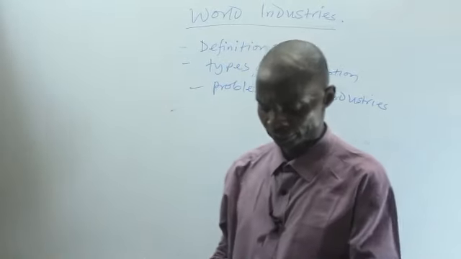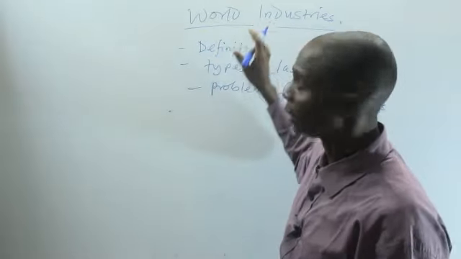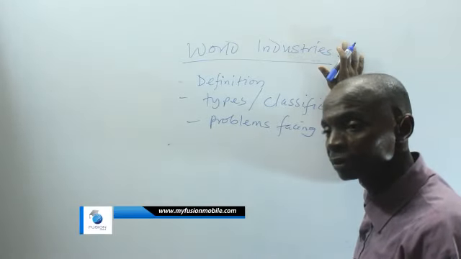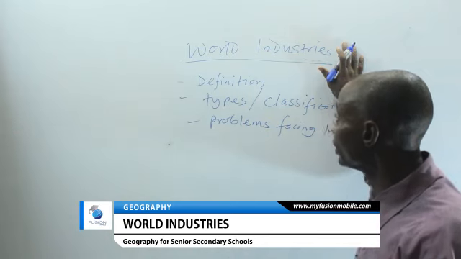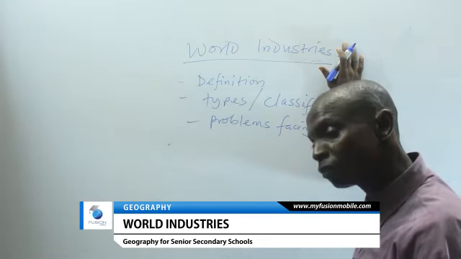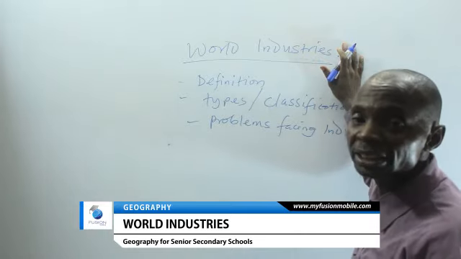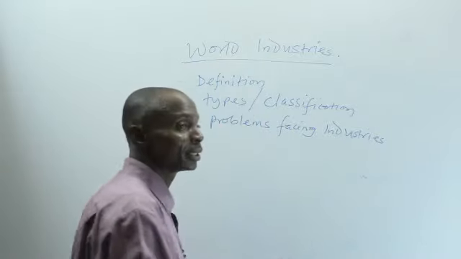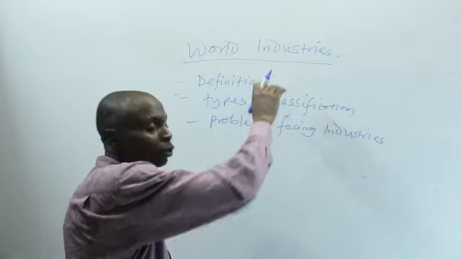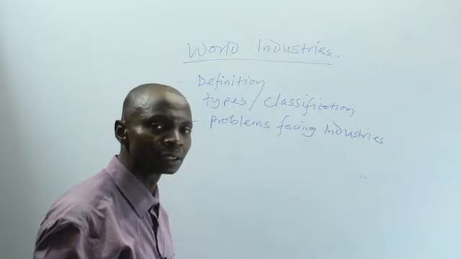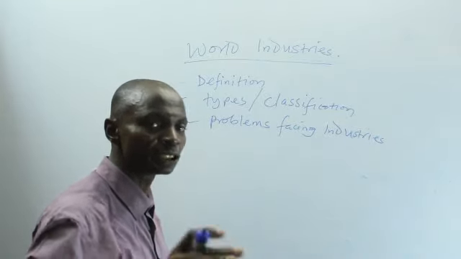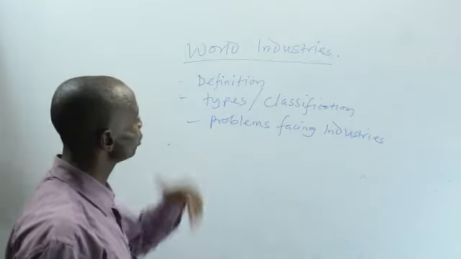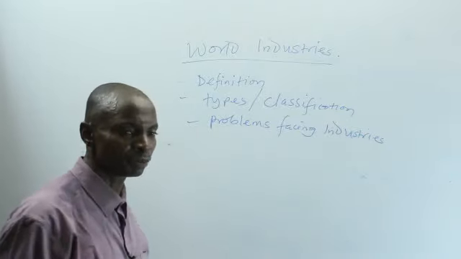You are welcome back again. We are going to look at the world industry. I believe we know what industry is. Industry can be defined as the process of turning raw material to a finished or semi-finished goods. So when we say that, in other words, we are talking about the process of turning raw materials into finished or semi-finished goods. That is what we mean by industries.